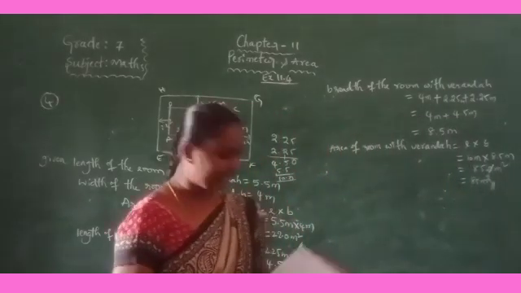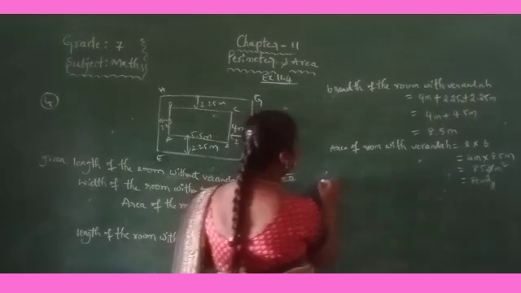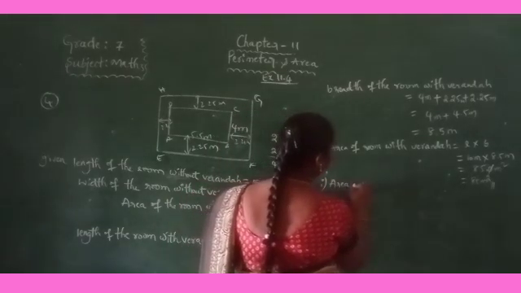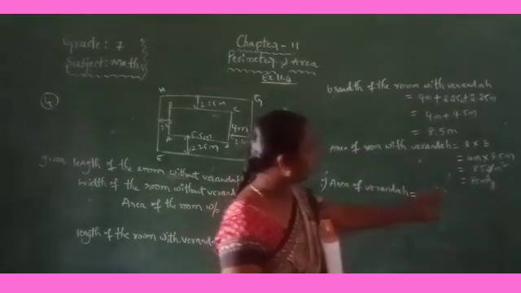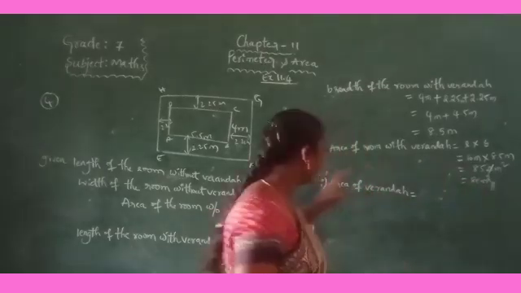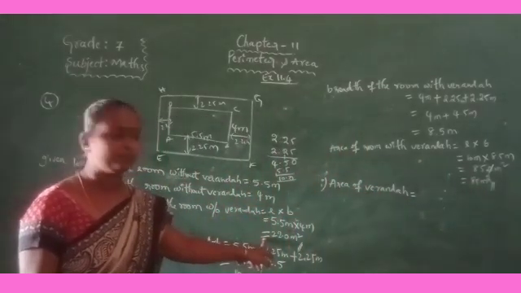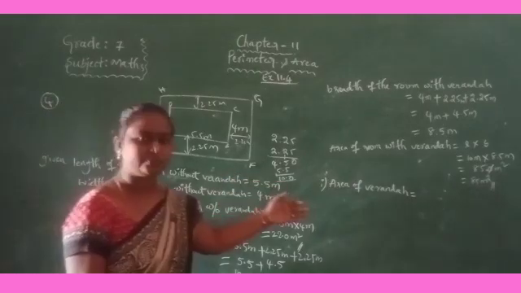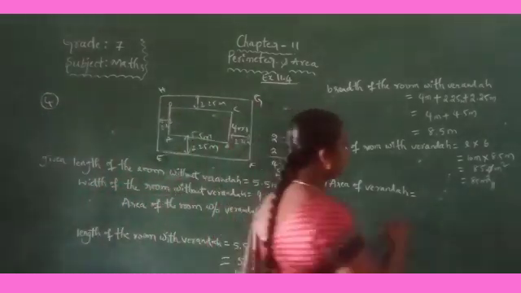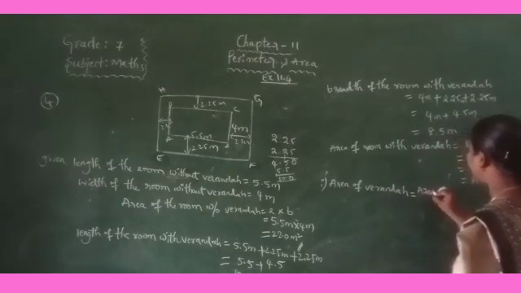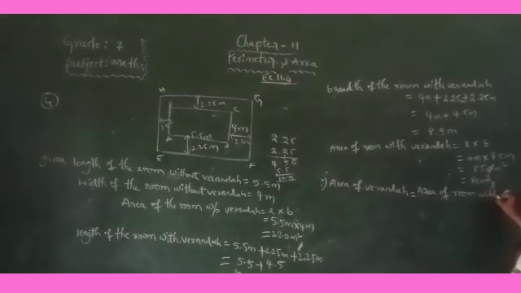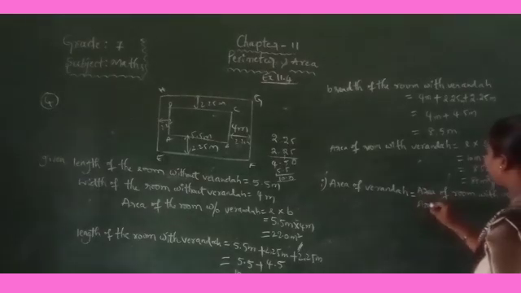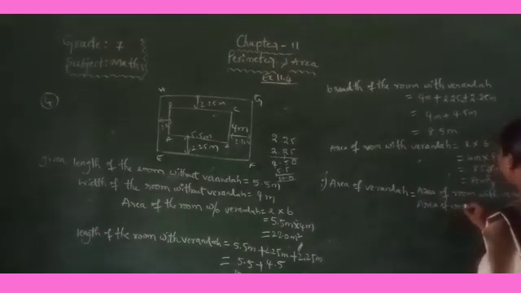Now what do you have to find first? The area of the veranda. How to find the area of the veranda? With veranda it has 85 meter square, without veranda it has 22 meter square. Which area is more? With veranda. So from that you can subtract without veranda: area of the room with veranda minus area of the room without veranda.